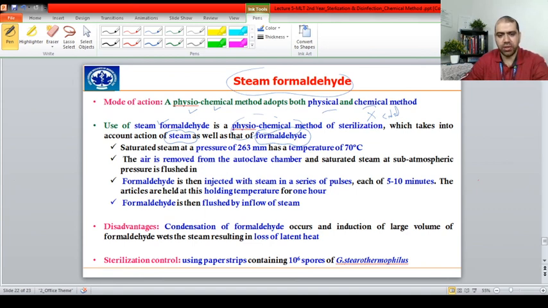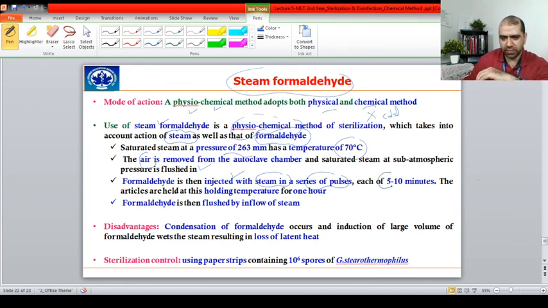So saturated steam is first produced at a pressure of around 263 mm per square inch. You increase the temperature to 70 degrees Celsius. The air that is present in the chamber is removed, flushed out, and then saturated steam is flushed in. So steam is there. Now step number 2 is adding formaldehyde. You can inject formaldehyde into the steam in a series of pulses. Pulses means you inject and stop, inject and stop.